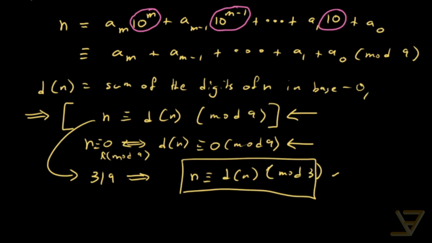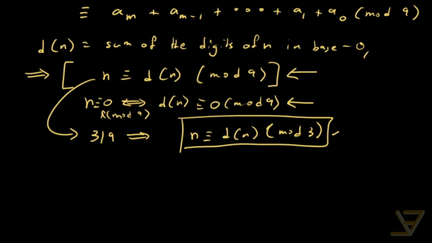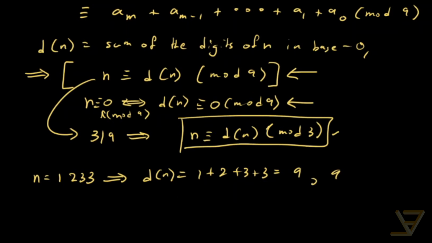And the last thing I want to do is show you an example of using this result. So let's say we have the number n equal to 1233, and we're wondering whether 9 divides it. So d(n) is equal to 1 plus 2 plus 3 plus 3, which is equal to 9, and 9 divides 9, so we know that 9 divides 1233. We don't know what the quotient is because we'd have to do long division to determine that, but at least we know that 9 does divide it exactly.